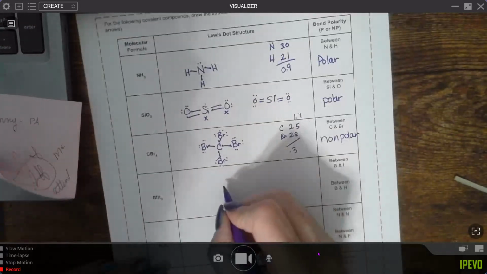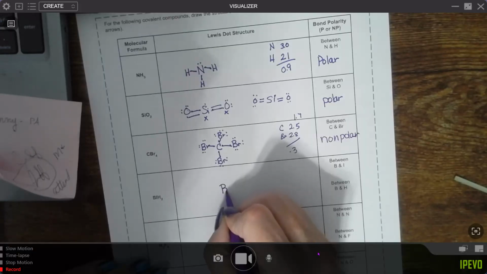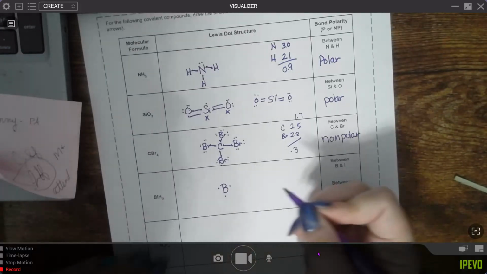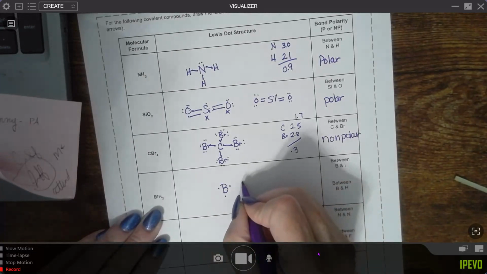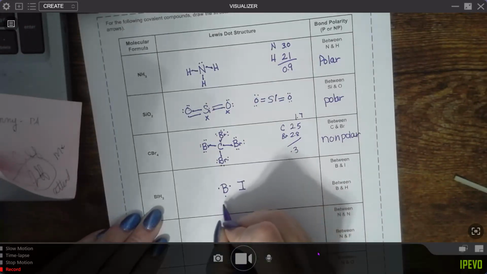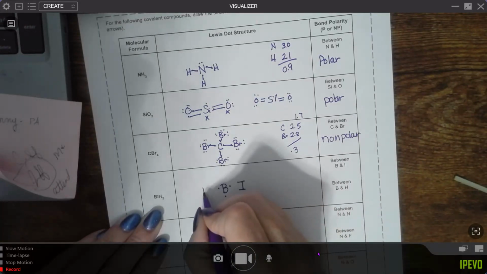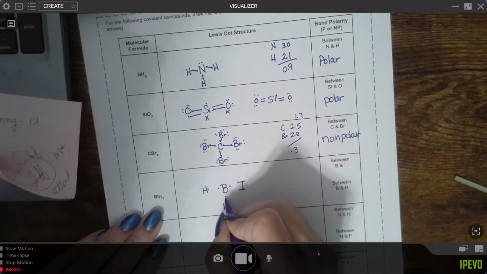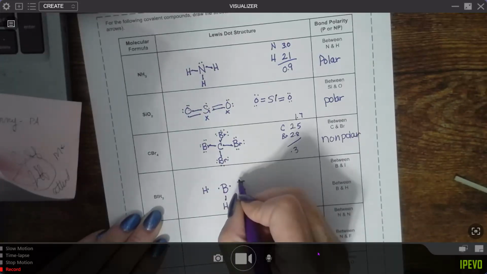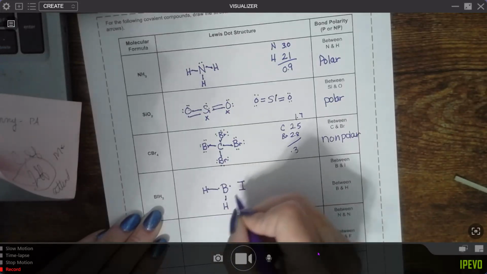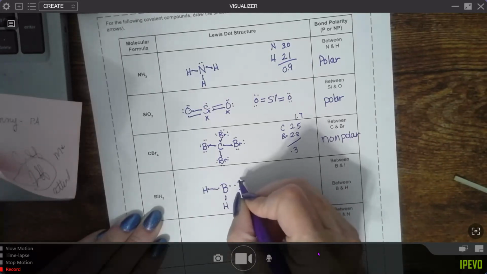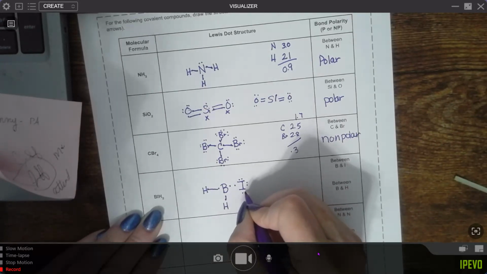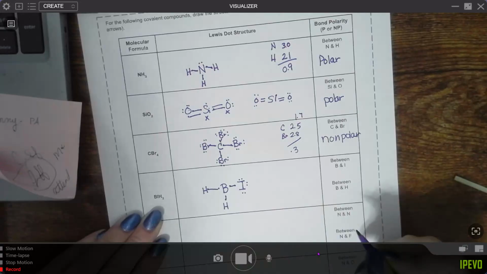BIH2. So we've got boron, which has 3 valence electrons. And then we have an iodine and 2 hydrogens. So hydrogen each has 1, so I'm going to connect those. And then iodine has 7. So it's going to look like this.